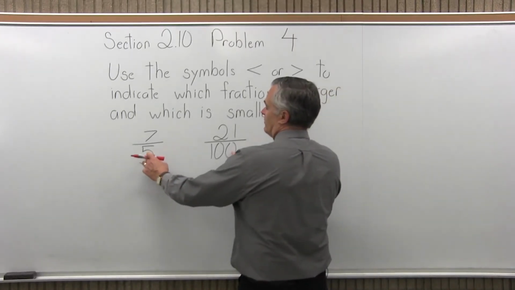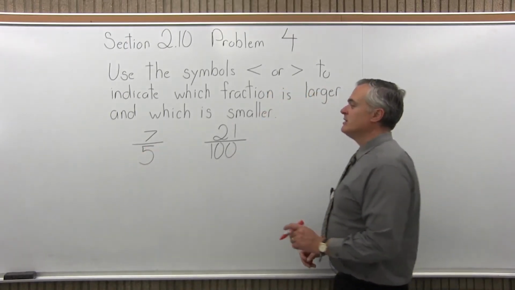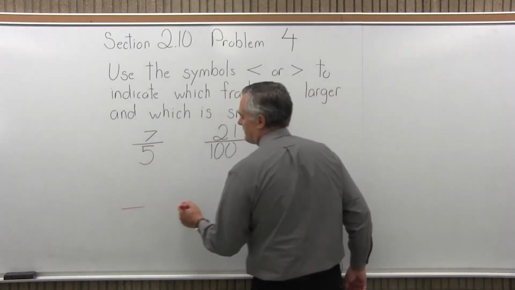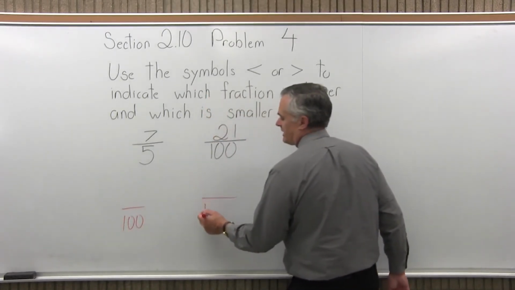So to make a good comparison, you have to make the denominators the same. You have 5 and 100. So both denominators divide into 100 evenly. So 100 is a good common denominator.